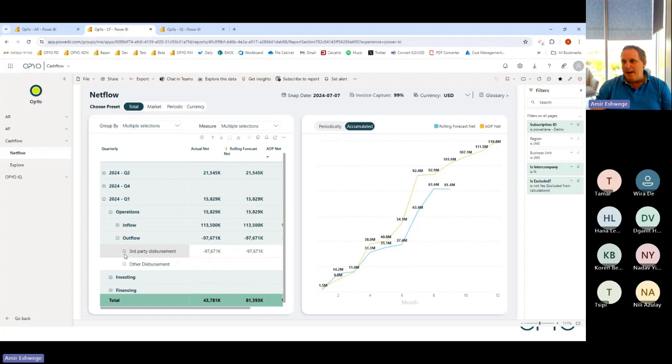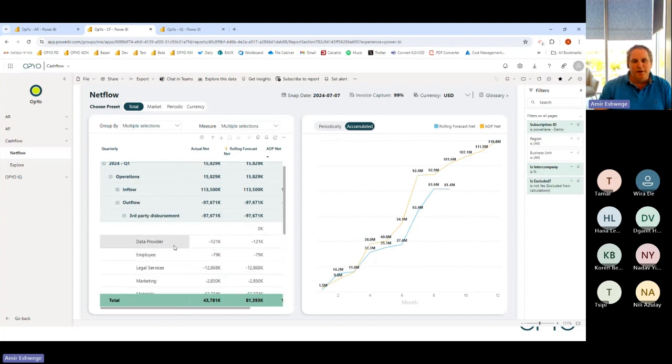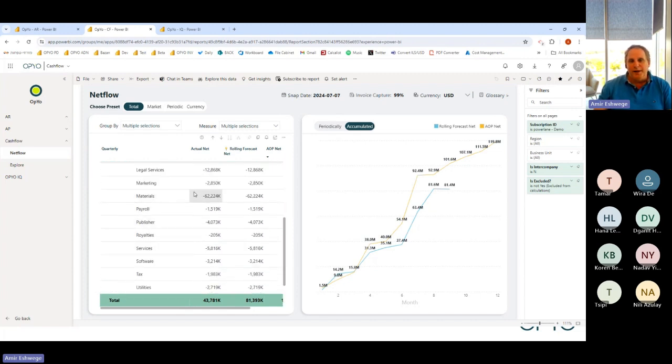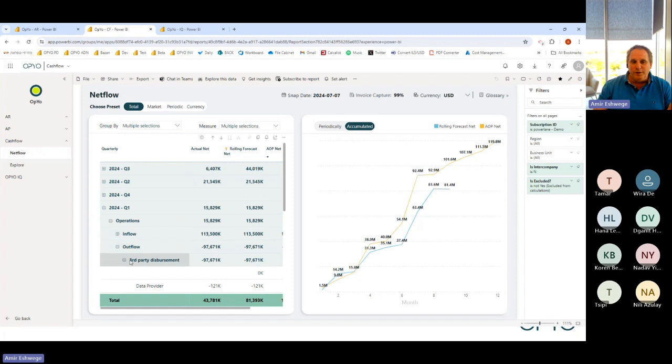We do the automated mapping from the buyer dimension. We know how to identify what type of buyer it is, and this is, of course, flexible and can be changed, but we build up the full tree of disbursement. And we have all the different activities of the disbursement. If I click, we can see what comes from marketing, material, payroll, publishers, royalties, tax, utilities, all the disbursements.